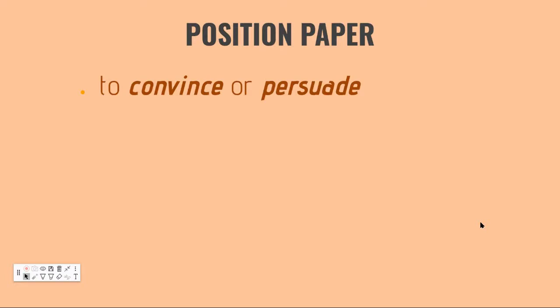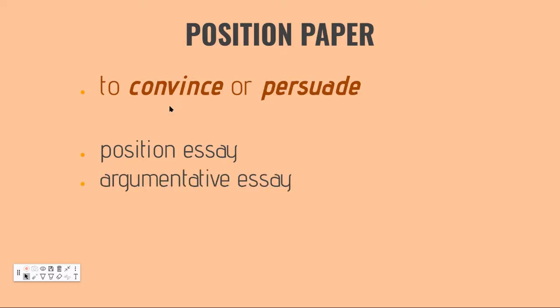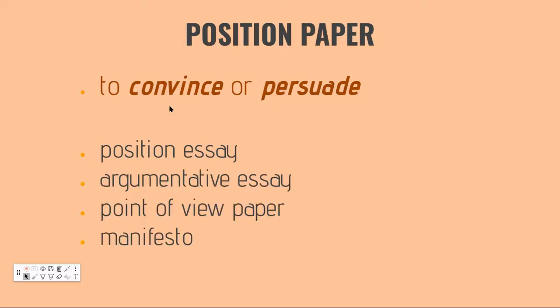All right, let's start with what a position paper is. A position paper is basically used to generate support on an issue wherein you want to convince or persuade your readers or your listeners. It describes a position on an issue and the rationale for that particular position. We also refer to this as a position essay, argumentative essay, point of view paper, and even a manifesto. Whatever you call it, a position paper is based on facts that provide a solid foundation for your argument.